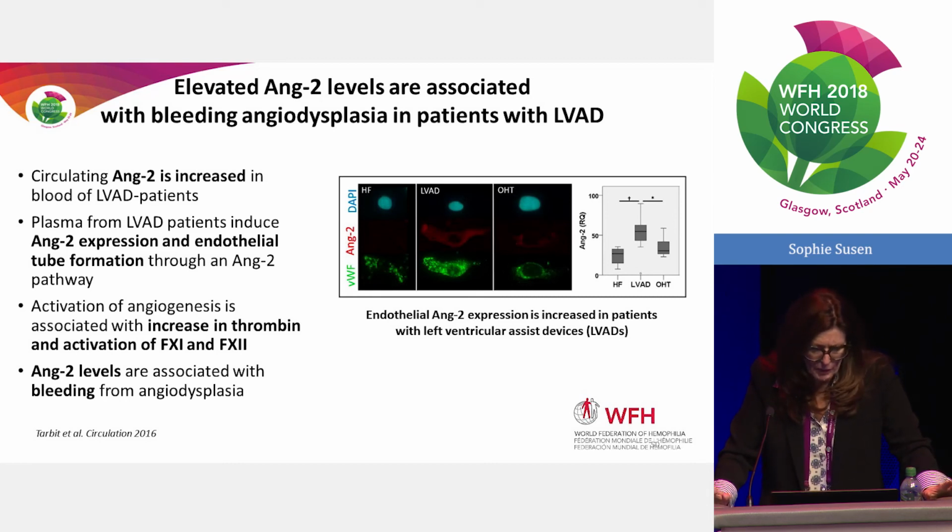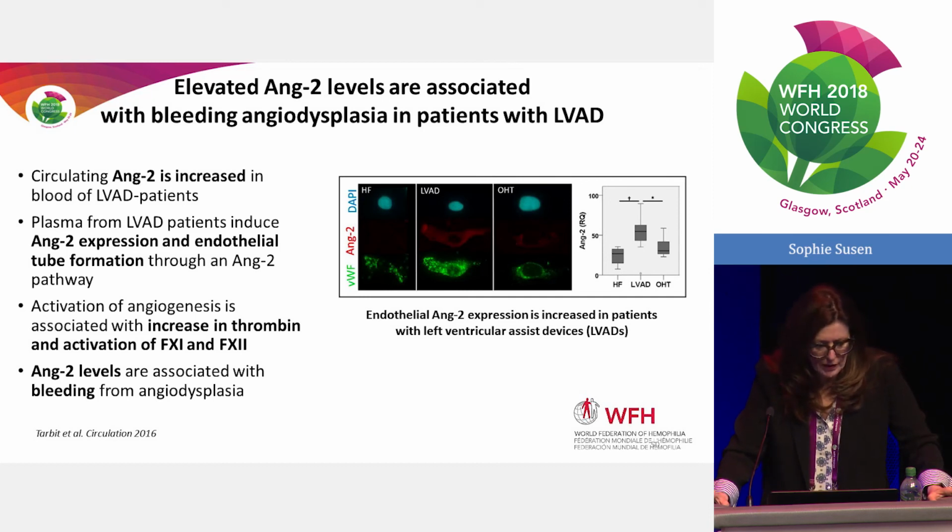In this paper, it was shown that circulating ANG2 is increased in the blood of patients receiving LVAD therapy, and that the plasma of those patients can induce ANG2 expression and endothelial tube formation through an ANG2 pathway. There is an increase in expression of ANG2 in endothelial cells obtained not from BOEC but from biopsy. And there is an activation of angiogenesis linked to the increase in thrombin and activation of factor 11 and factor 12.